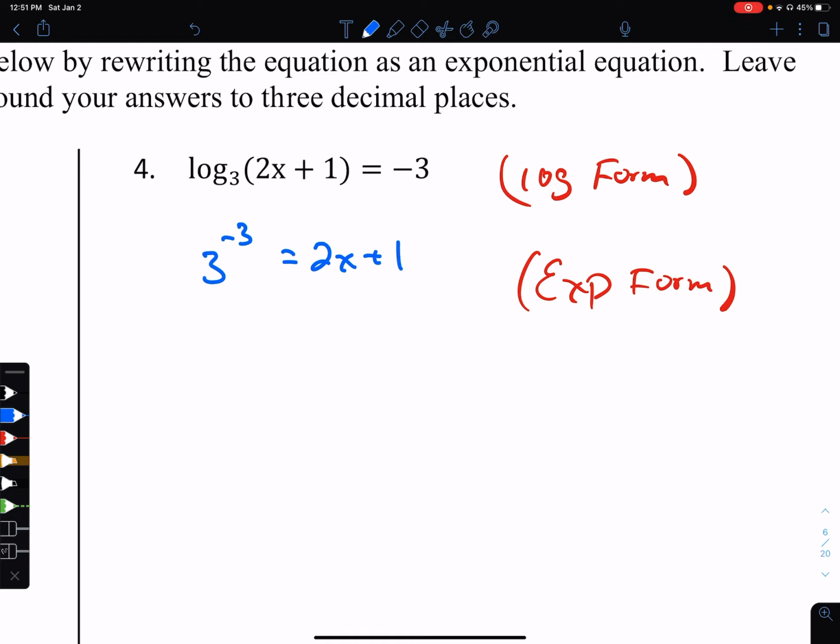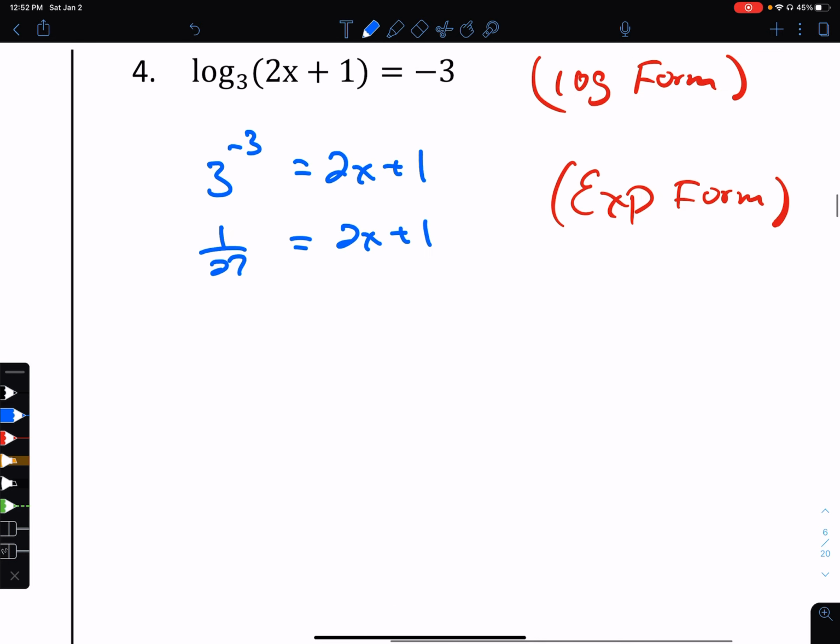Now 3 to the negative 3 would be 1 over 27, because 3 to the third is 27. This negative says we reciprocate it, we get 1/27. Then there's lots of things we could do. I want to get rid of my fraction here to make this simpler math. I'm going to multiply every term by 27.